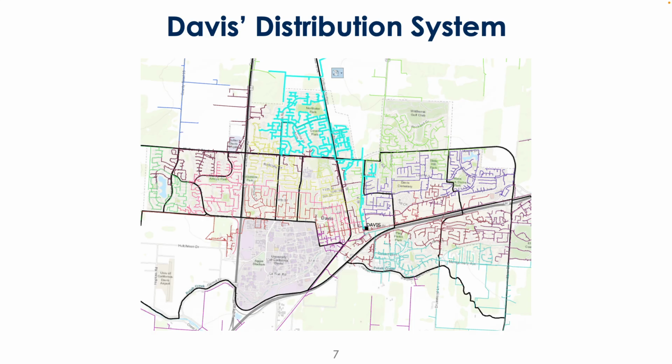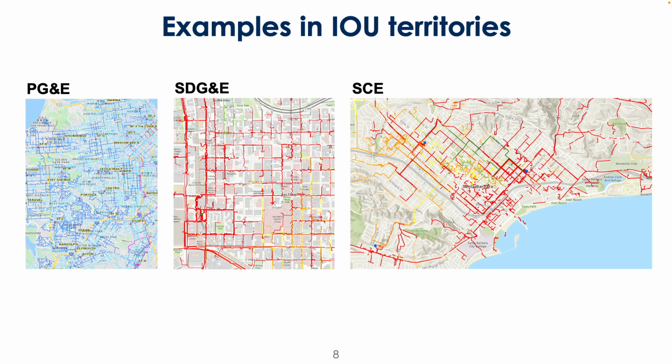And so that substation essentially imports the electricity off of the transmission system to provide to the rest of the city. And here you can see roughly what those feeders look like. And so I believe the city of Davis is configured in a standard radial network. And so you can see these configurations in other IOU territories as well.